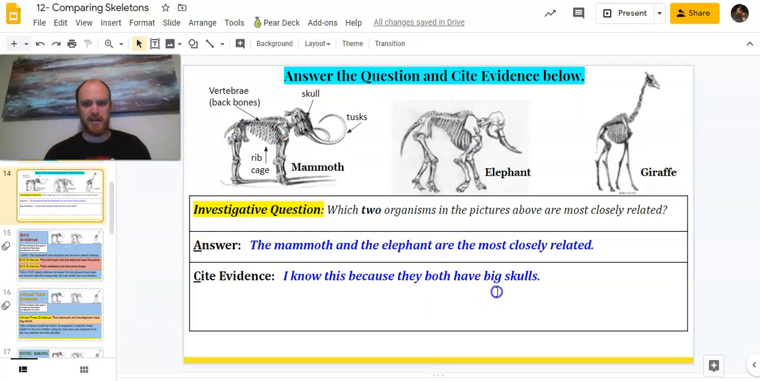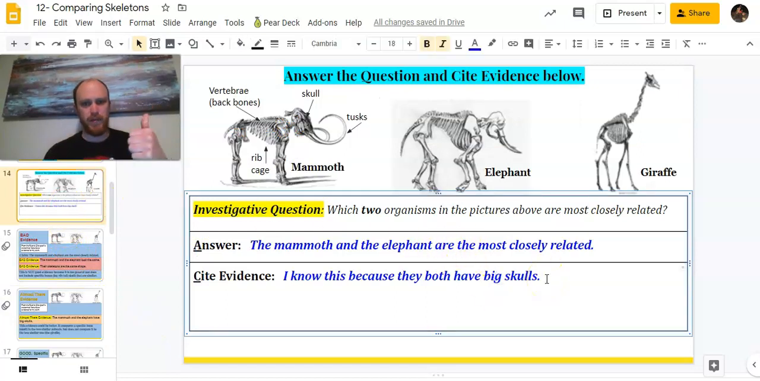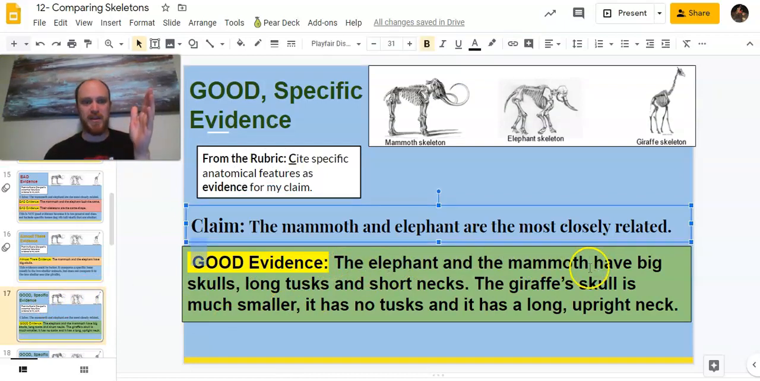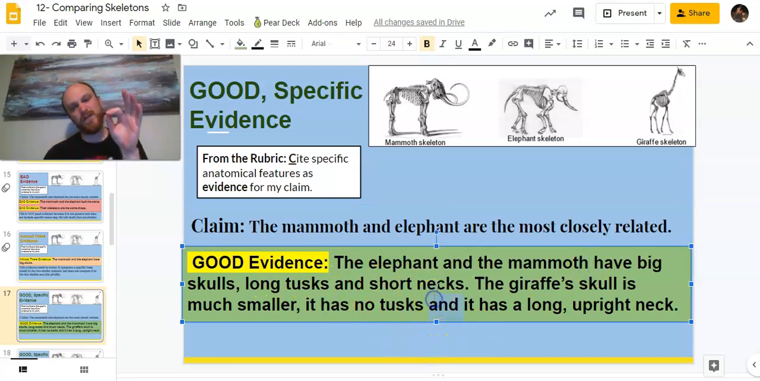What if I go back and I talk about the skull and the tusks? They have tusks and the giraffe doesn't. And they have a short neck, so maybe their vertebrae are shorter and the giraffe's vertebrae are longer, or it's kind of upright. So if I wrote about that, let's just say I did: The elephant and the mammoth have big skulls, long tusks, and short necks. I didn't use the word vertebrae. I should have. It's okay. The giraffe's skull is much smaller. It has no tusks and it has a long upright neck.